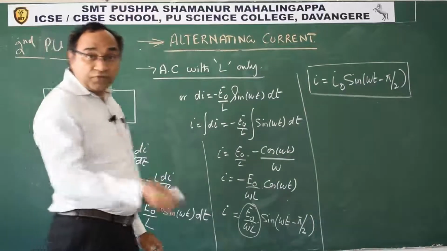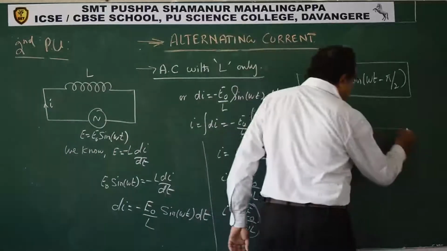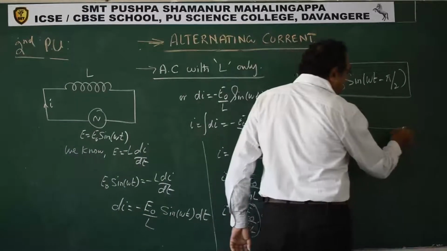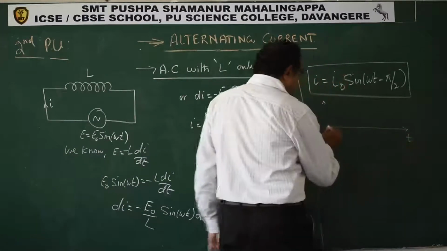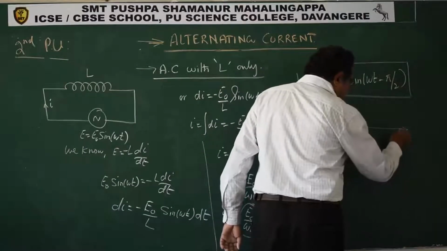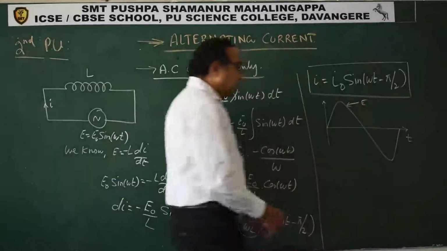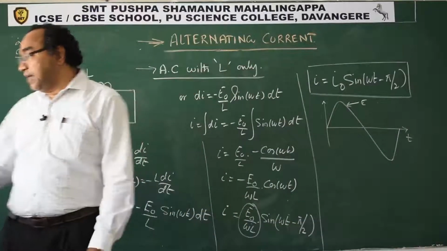So if you try to see this in the form of a phasor diagram, if we plot a phasor diagram, this is t. Let us say this is E. Please tell me from where the I will start.